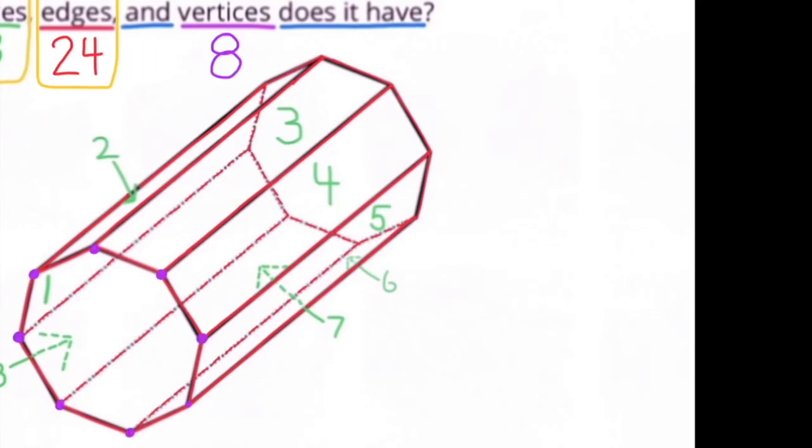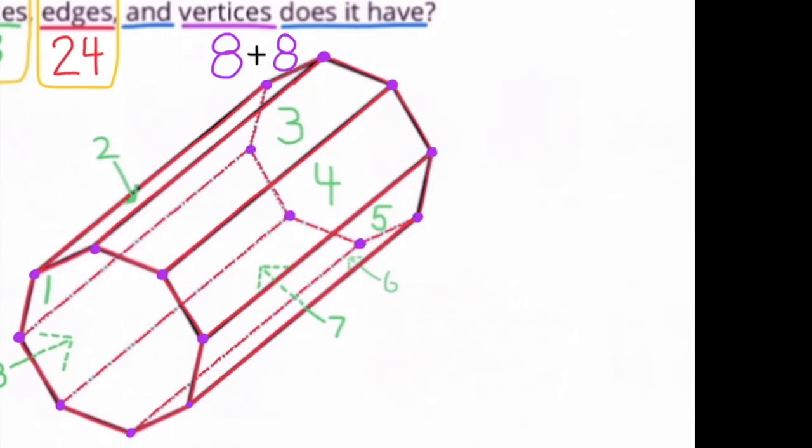Now let's count the vertices. There's a total of 8 vertices on base 1 and a total of 8 vertices on base 2 for a total of 16 vertices altogether.